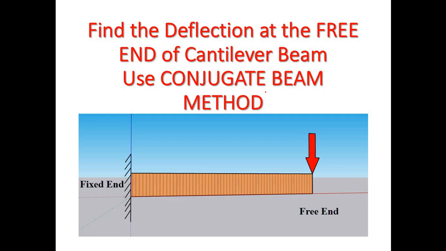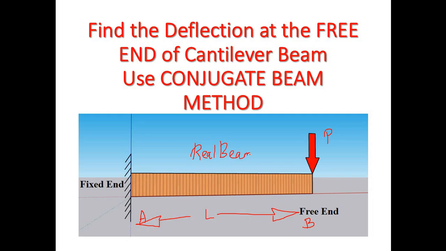Use the conjugate beam method. So here a load P is applied. Let us take this fixed end as A and keep the free end as B. The length of the beam is L. As you see here, the length of the cantilever beam is L. So this is the real beam.